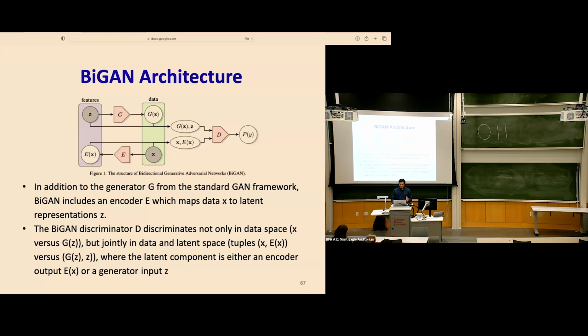BiGANs are also closely related to autoencoders, and you've already learned about them in the previous lectures. The way they're related to autoencoders is that with a zero loss function, and in the following sections, we will highlight some of the appealing properties of this kind of network.